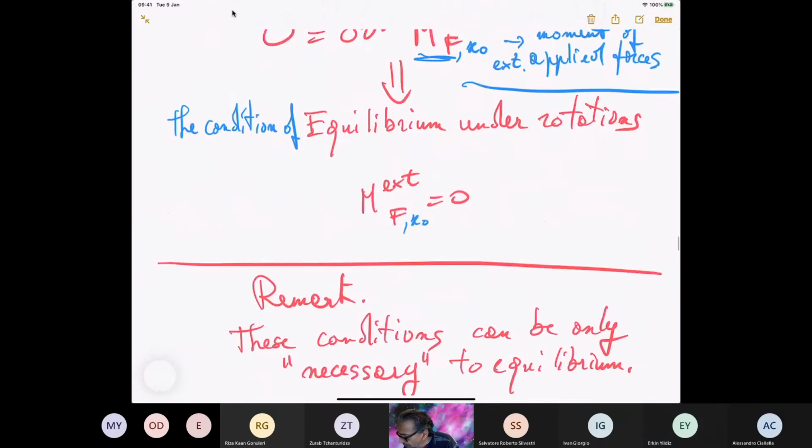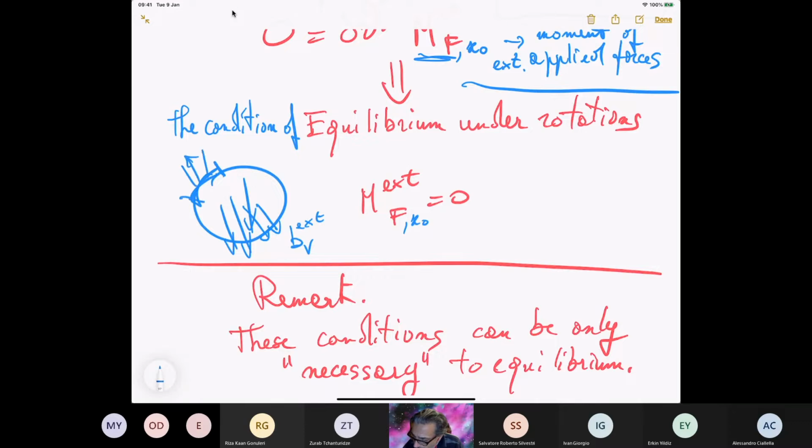Okay. So in the drawing, if this is your body, you have forces applied inside the volume. These are b volume. And you have forces per unit surface here, and these are b sigma. So b sigma is a generalization of pressure, while b volume is a generalization of weight of the body. The weight is distributed in the volume and the pressure is concentrated on the surface.